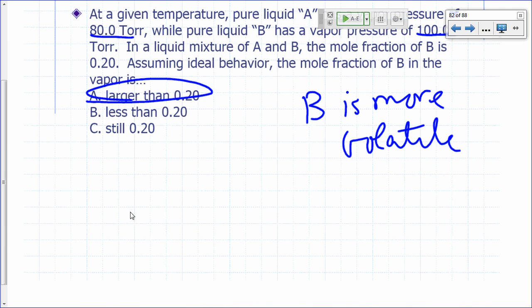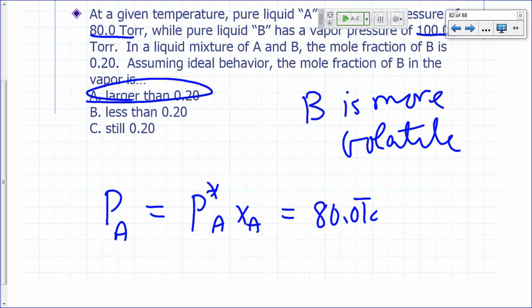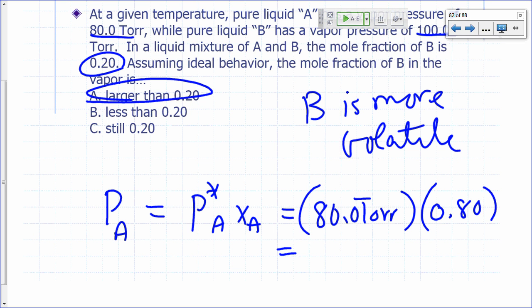Let's actually calculate that. P sub A is how much? It is P star A times mole fraction of A. And what's P star A? 80. What's the mole fraction of A? It's 0.2, right? No, that's B, so that's 0.8. What is 80 times 0.8? 8 times 8 is 64, so 64.0 torr.